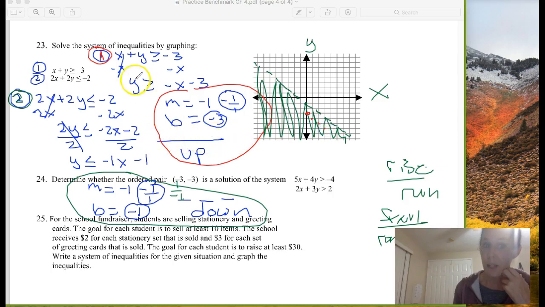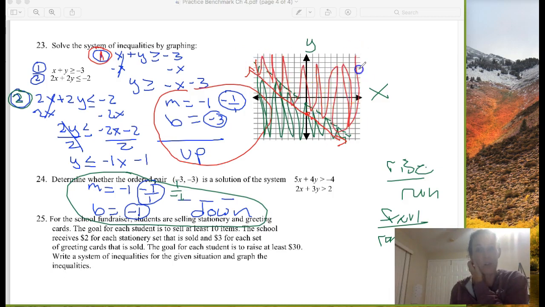I have a solid line because it's greater than or equal to. But because I have the same slope and different y-intercepts, these guys are parallel. Now, do they have a solution? Yes, because this one I shade up. Look, this one is all up.